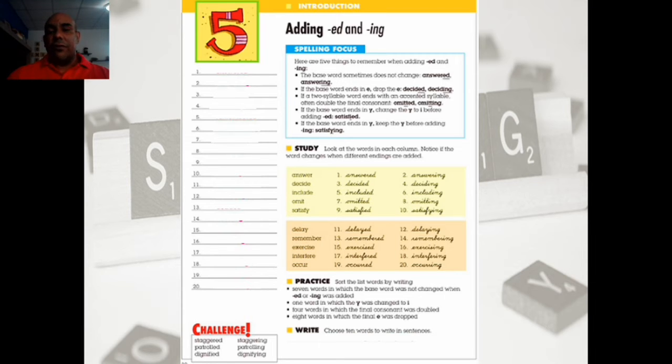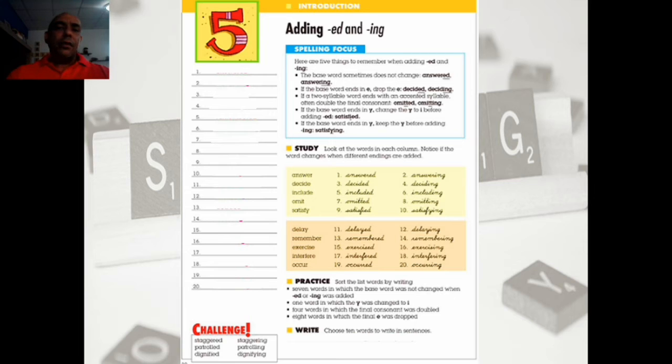You don't say, for example, worked with an ed sound. Now, the other sound: I'm going to use the same word that I used before. You have the word work with the letter K at the end. You don't say worked with an ed sound, you say worked, with a T sound at the end. Remember, it's worked, the T sound at the end.